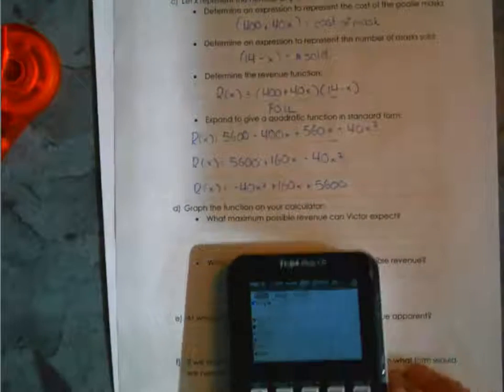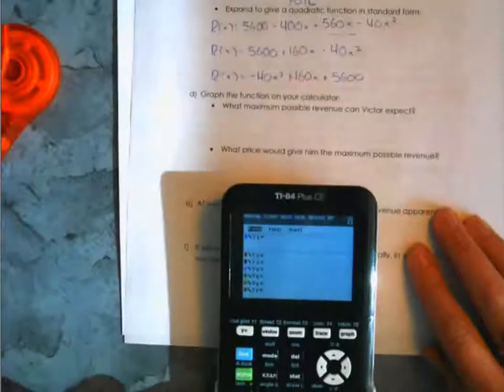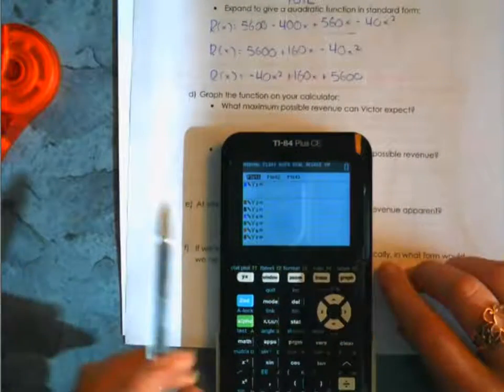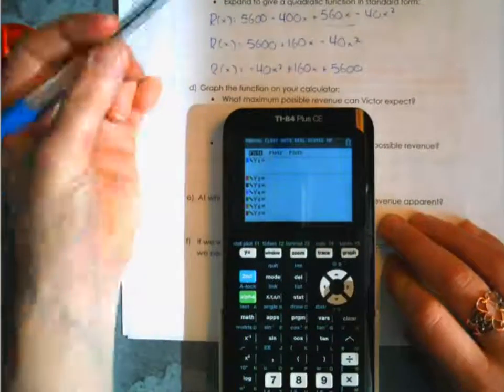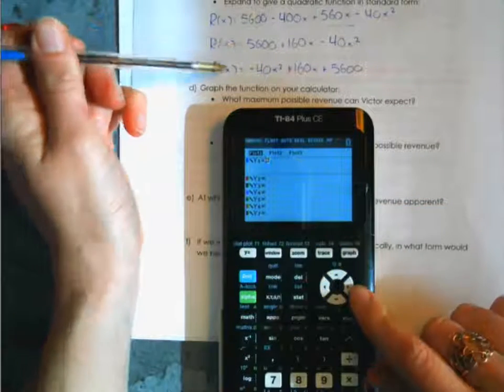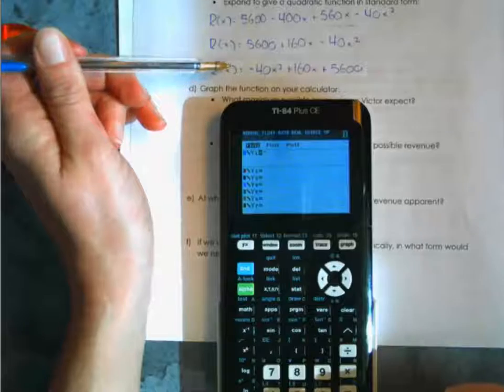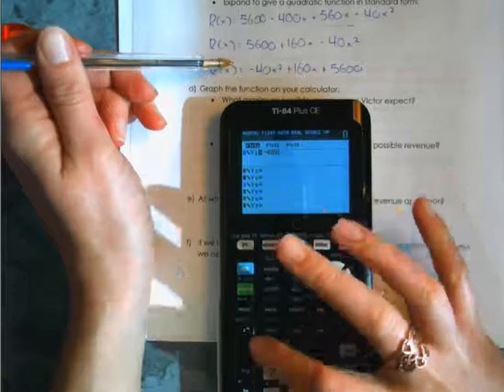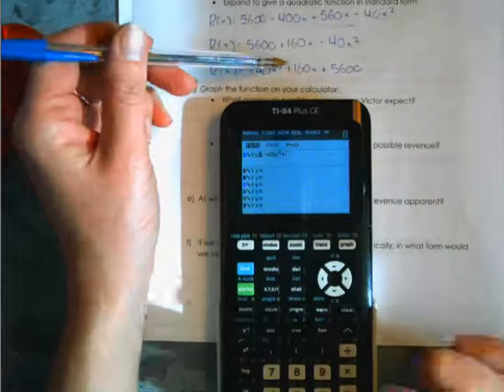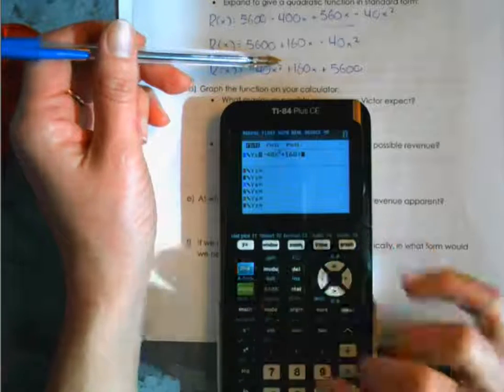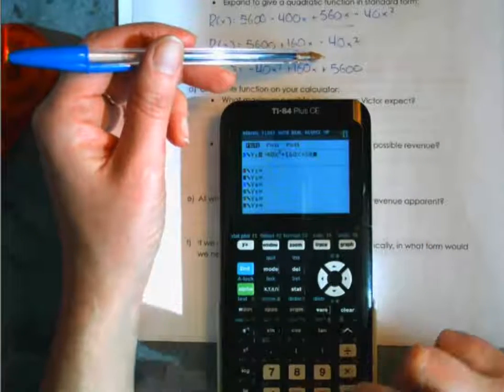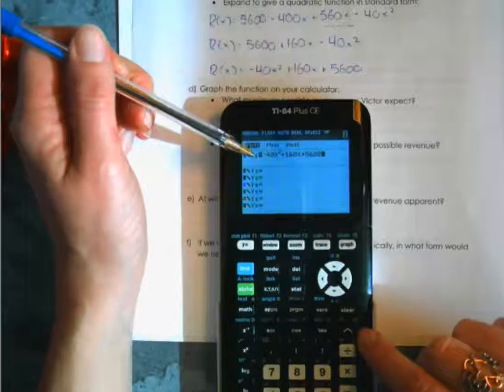So they want us to graph the function on our calculator, so we're going to go into our y equals. Okay, I'm just going to push this up here a little bit. So go into your y equals, and we want to put in our graph, right? So remember, with negative, make sure you use the proper negative button. Negative 40x squared plus 160x plus 5600. Okay, so there's our graph.